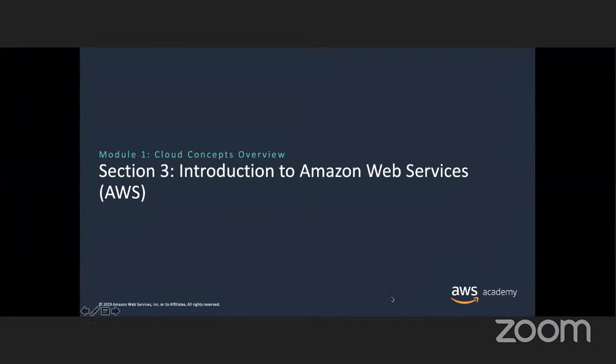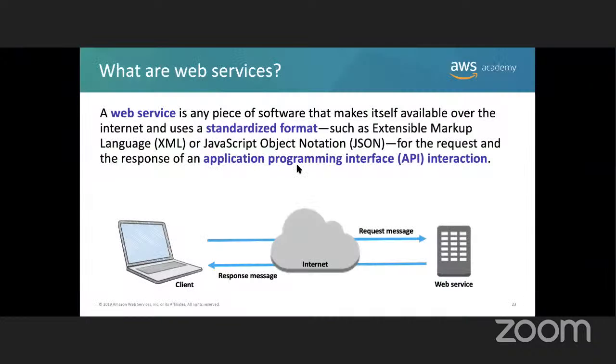So now, introduction to AWS. We have here what a web service is. Well, a web service is a piece of software that makes itself available over the internet and uses a standardized format, such as extensible markup language, XML, or JavaScript object notation, JSON. Guys, these are formats that people use, but JSON has become more and more popular than XML, because if you take a look at both, XML is like reading Chinese compared to JSON.